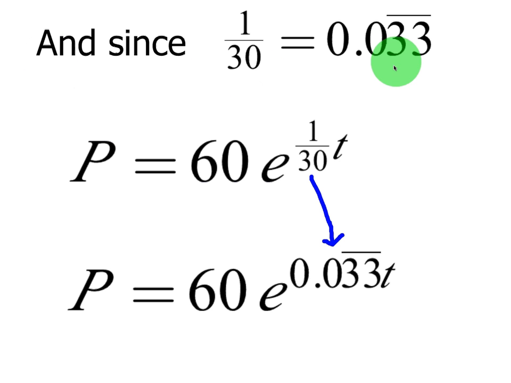We will now change this fraction to a decimal, so now we have the population. The actual population of rabbits at any given time is equal to 60, which is the initial population, times e to the 0.033 repeating t. So we can plug in any number now for t, and that's the only variable we have on the right, and that will give us the population of the rabbits on the left.